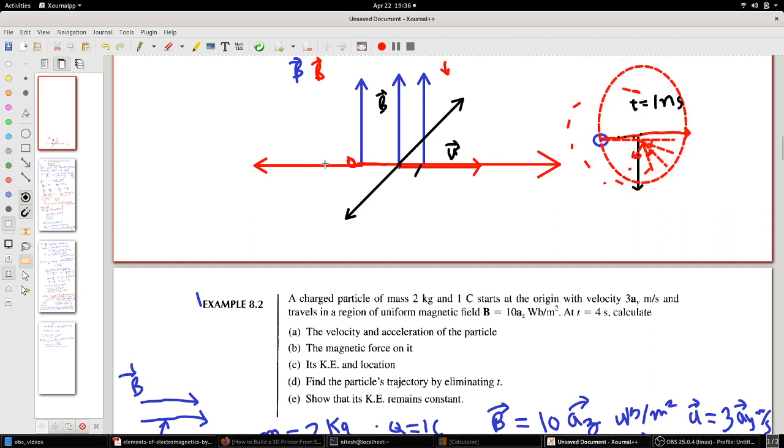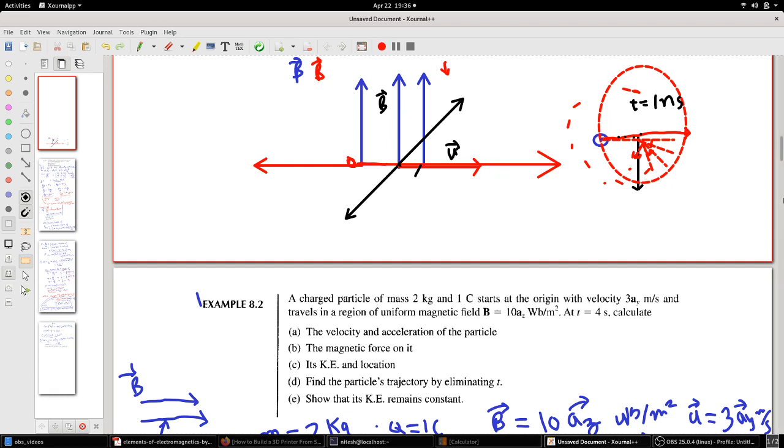Why it is happening is because the direction of the magnetic field is perpendicular to the direction of the movement of your charge. It's always perpendicular, right? One is moving in the xy plane and the magnetic field is around the z-axis. That's why you see such a phenomenon.